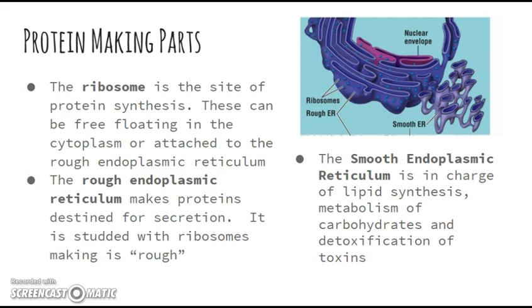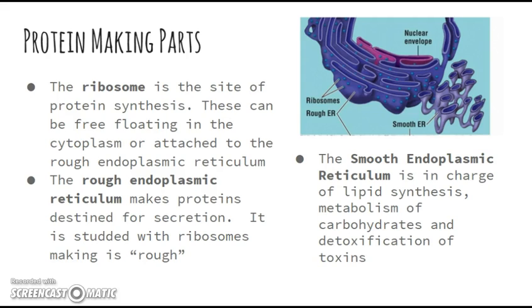Okay, we have protein-making parts. Proteins are really important because this is how we express our genes and we express our DNA. So the first one is the ribosome, which is the site of protein synthesis. What that means is we're making proteins at the ribosome. These can be free-floating in the cytoplasm, or they can be attached to the rough endoplasmic reticulum.